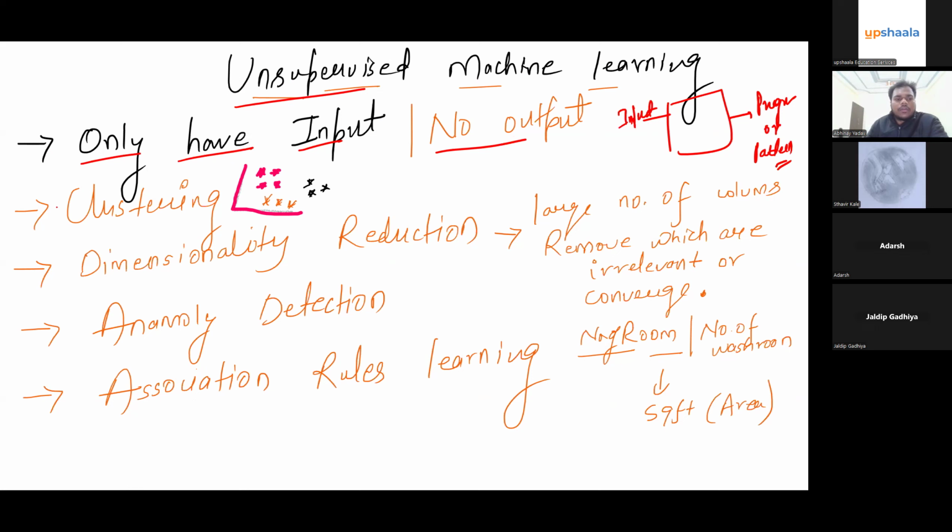We basically have four types in this. The first one is clustering, the second one is dimensionality reduction, the third one is anomaly detection, and the fourth one is association rule. So we'll understand what clustering is.